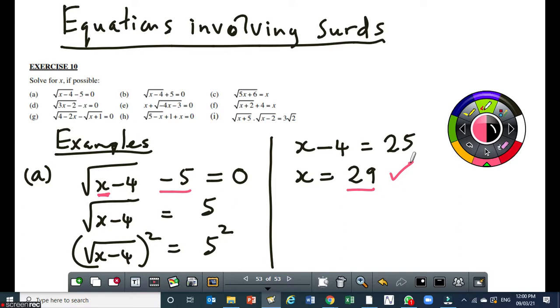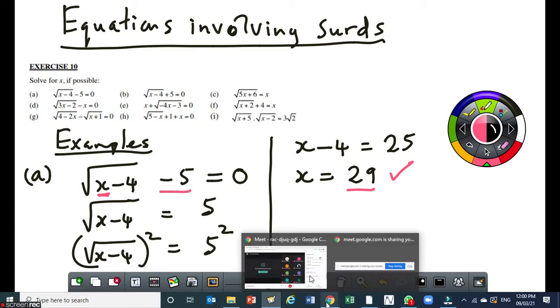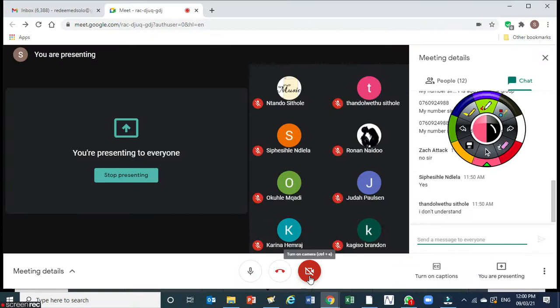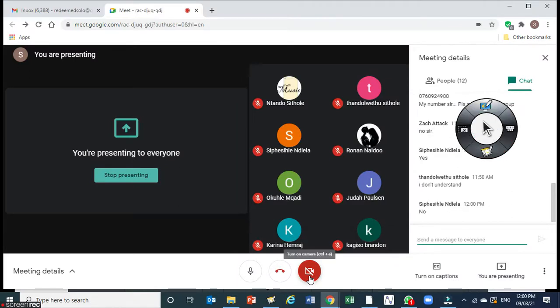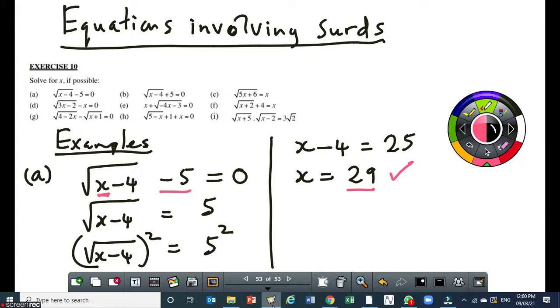Is there anybody who has got a question before I carry on? And if you don't have a question, then allow me to do C. On the next page, I'll do question C.